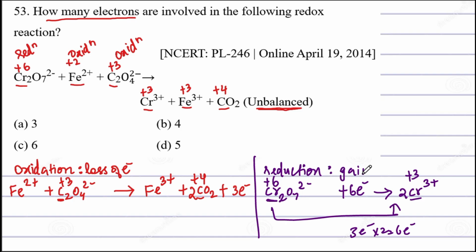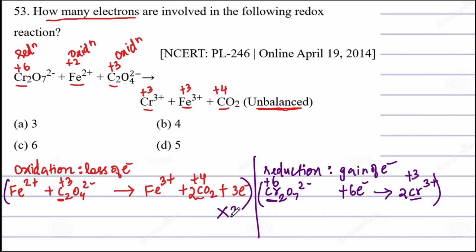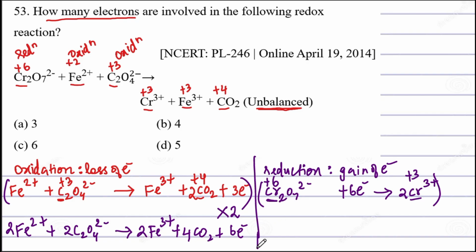So reduction is gain of electron, so you have to write plus 6 electrons. So no need to balance the oxygen and hydrogen atom because they are not given in the question itself. So the oxidation involves loss of 3 electrons, but reduction involves gain of 6 electrons. You have to equate the number of electrons. So multiplying the oxidation reaction by 2: 2 Fe2+ plus 2 C2O4 2- gives 2 Fe3+ plus 4 CO2 plus 6 electrons. So now the number of electrons are same. So how many electrons are involved? 6 electrons are involved. So the answer is option C, 6.